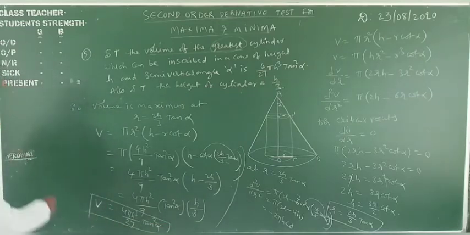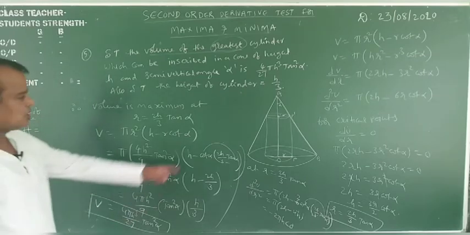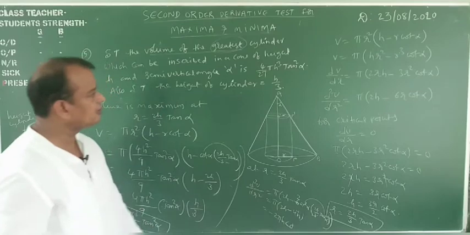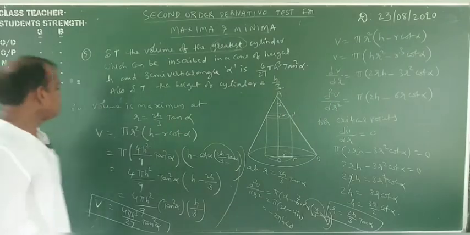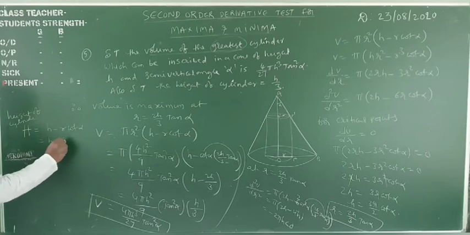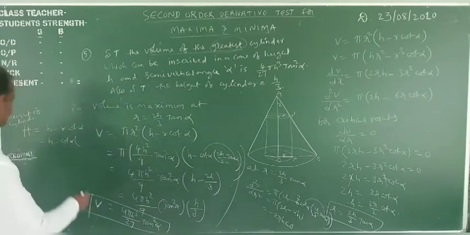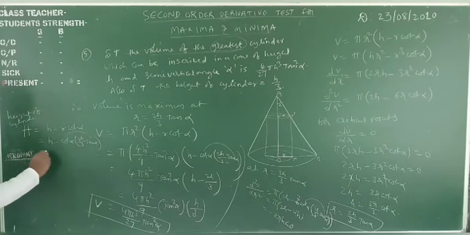What is the height of the cylinder? Height of cylinder h is equal to, what is the formula? Total height minus x cot alpha. Pi r square h, this is height. H minus r cot alpha, that equals h minus cot alpha into r value. R value is r is equal to 2h by 3 tan alpha. Now tan alpha cot alpha is 1. H minus 2h by 3, 3h minus 2h, that equals h by 3. Now height of the cylinder equals h by 3.